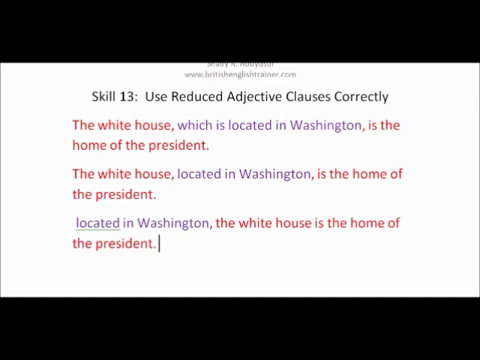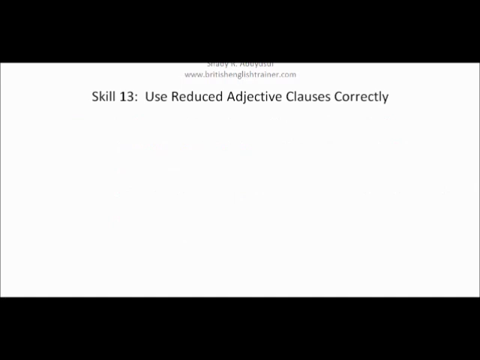Now let's read the three sentences together. The White House, which is located in Washington, is the home of the president. And we've got two commas. So I can drop which and is in order to reduce the adjective clause. So it becomes the White House, comma, located in Washington, comma, is the home of the president. Well, as long as we have commas, we can take the reduced adjective clause and start with it. Now look at this one. Located in Washington, the White House is the home of the president. Fantastic.